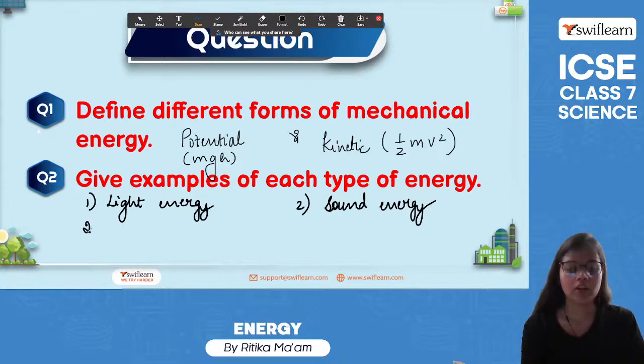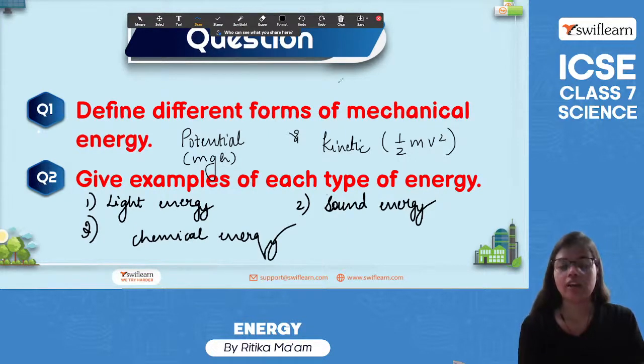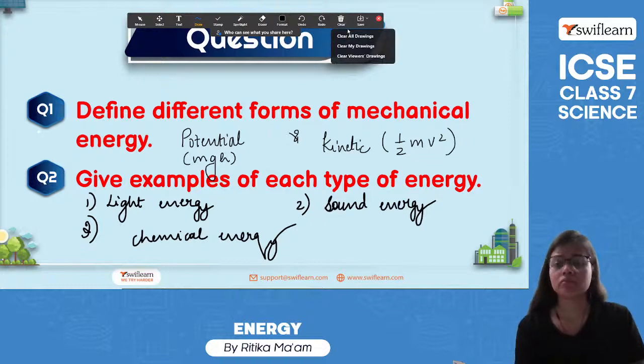Then we have chemical energy. This chemical energy comes from chemical reactions. Then we have light energy. A bulb also gives light energy.